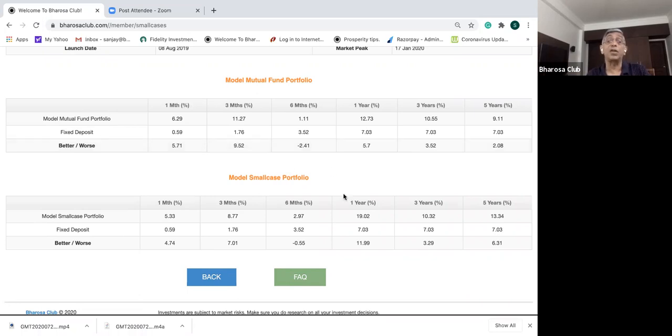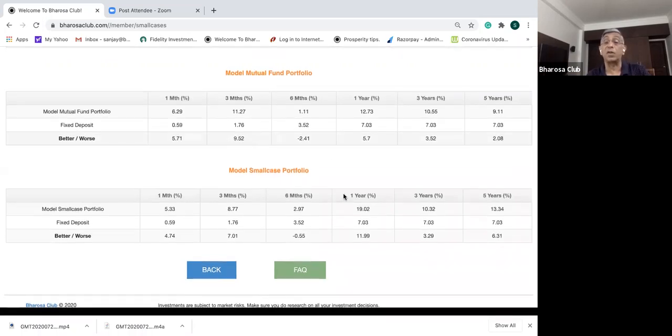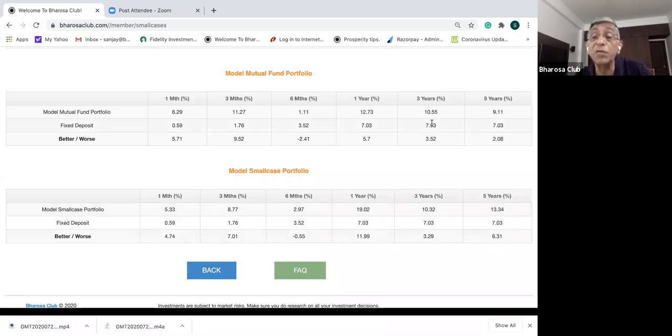Okay, so let's see how the small case portfolio has done. The small case portfolio over 5 years has done 13.34%. So it's beaten by 6.31. Then over 3 years, it's beaten by 3.29, which is slightly less than what the mutual funds have done. And in 1 year, it's beaten a lot by 11.99. And then in the 6 months, it's down less than the mutual funds. But in 3 months and 1 month, it's done worse than mutual funds, right?